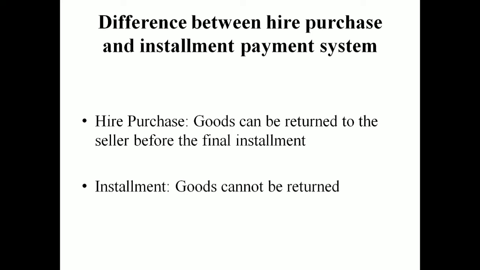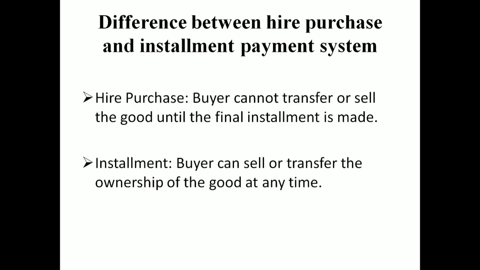This is another difference between hire purchase and installment system. Another one is the buyer cannot transfer or sell the goods until the final installment is made. If you want to sell the goods to a third person, only after making the last installment does he have the option of selling the goods. But in case of installment system, anytime he can transfer the goods to any third party without the consent of the seller. So that is the option in an installment system.